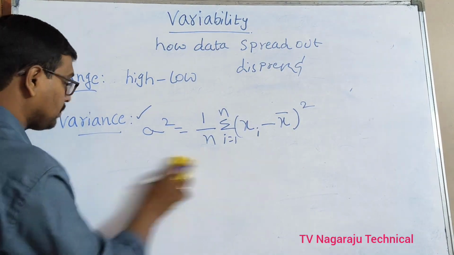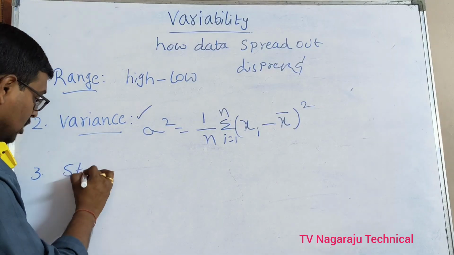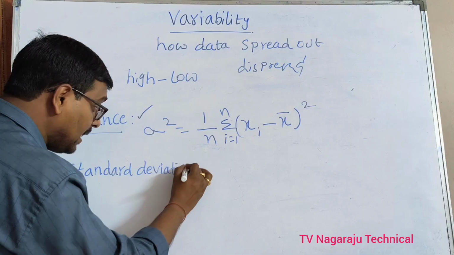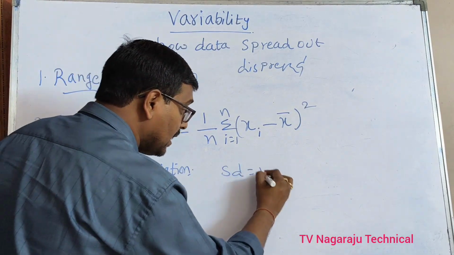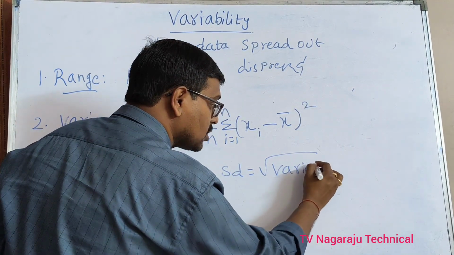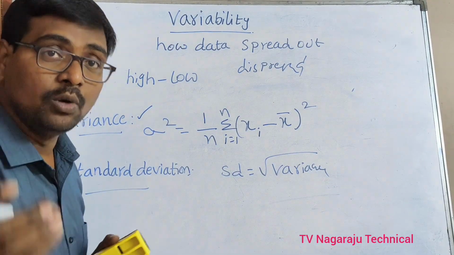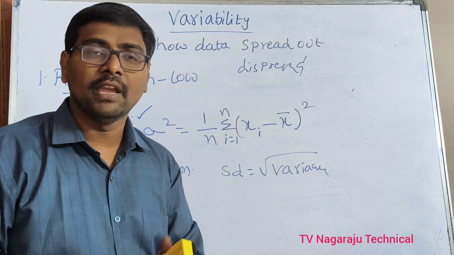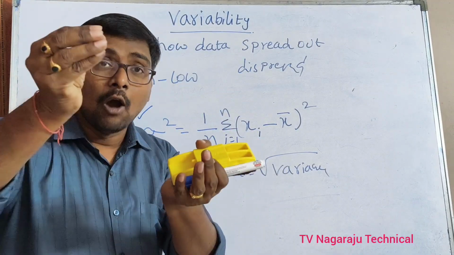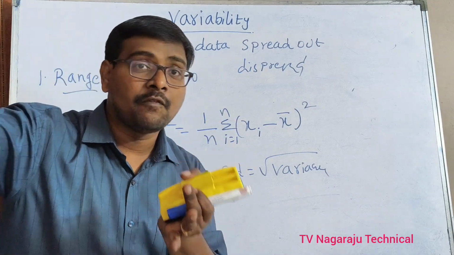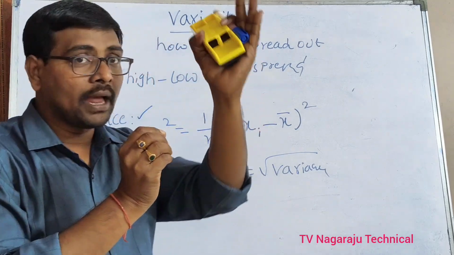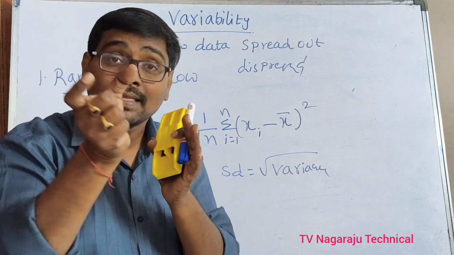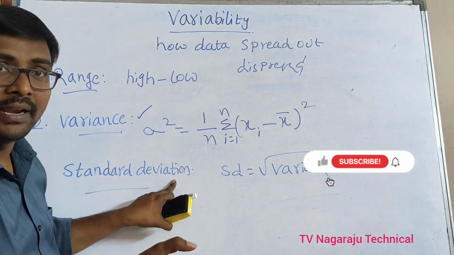Okay? Now, the last one is standard deviation. Simply, it is the square root of variance. Generally, standard deviation is used to identify how far the values are from the mean. So we already calculated the mean. How much distance the values are from the mean is calculated using standard deviation.